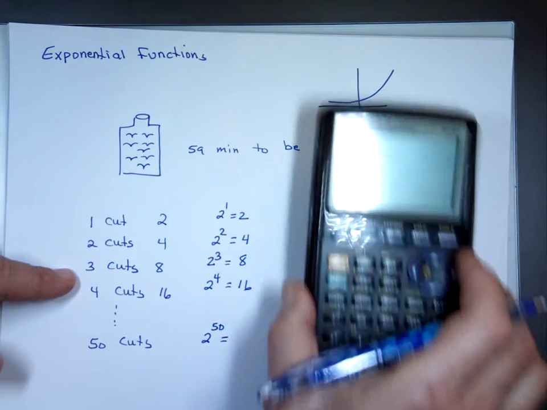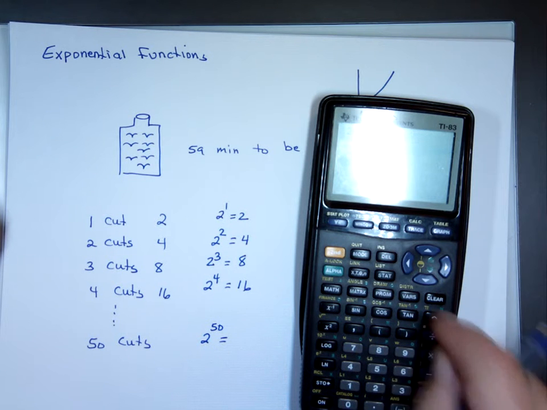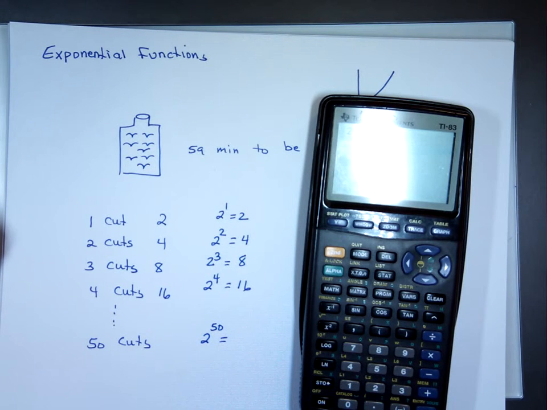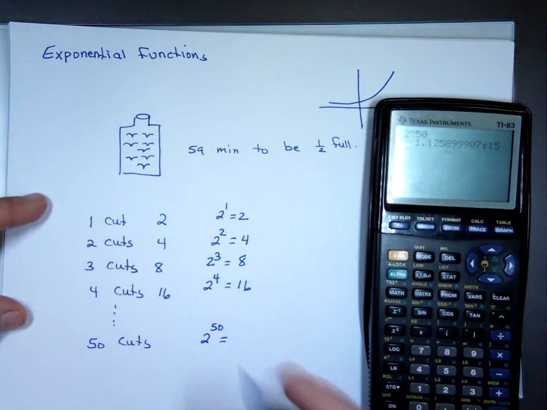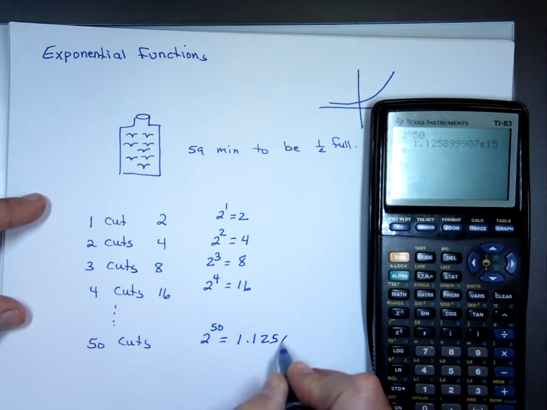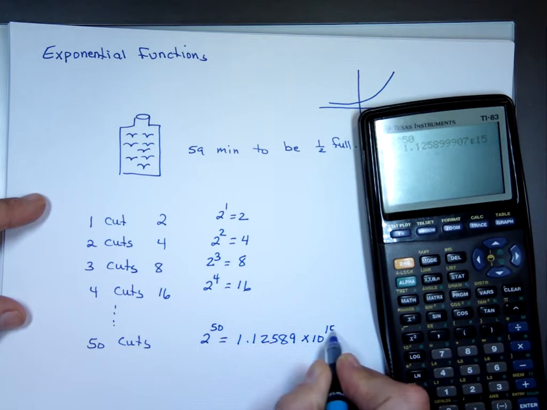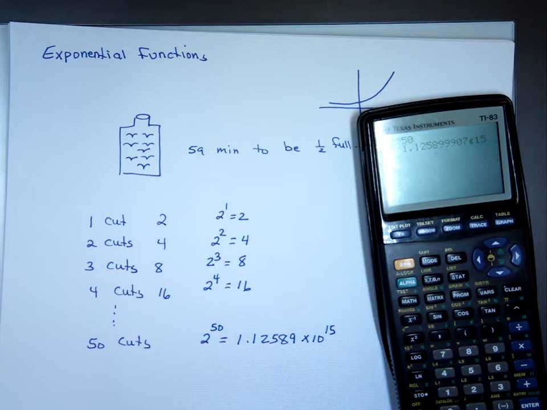Ready for that number? 2 to the power of 50. Hope you have a big calculator there. It's 1.12589 times 10 to the power of 15. I stopped writing after a while. That means move the decimal point how many places to the right? 15 times. That's how many sheets of paper? Each one a millimeter.